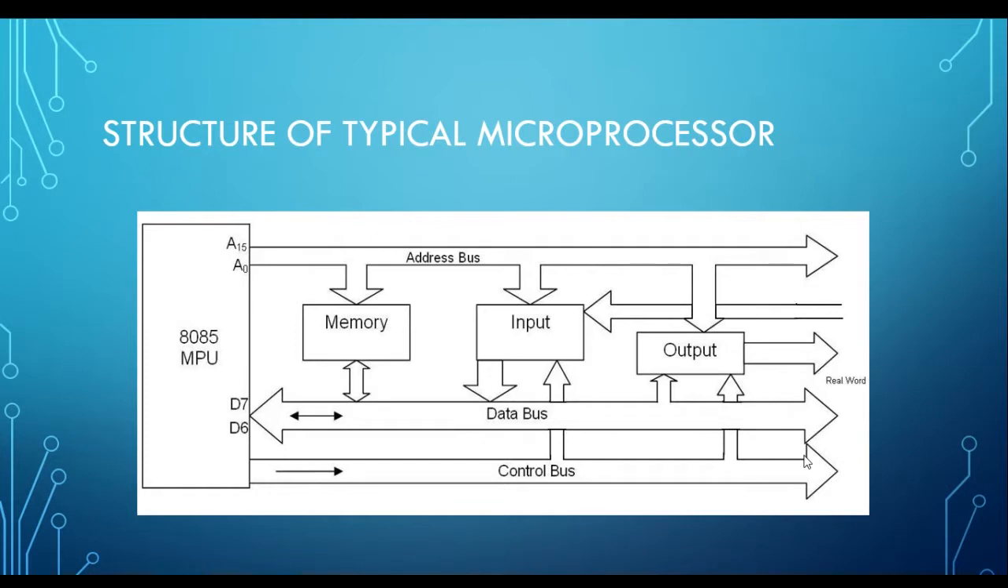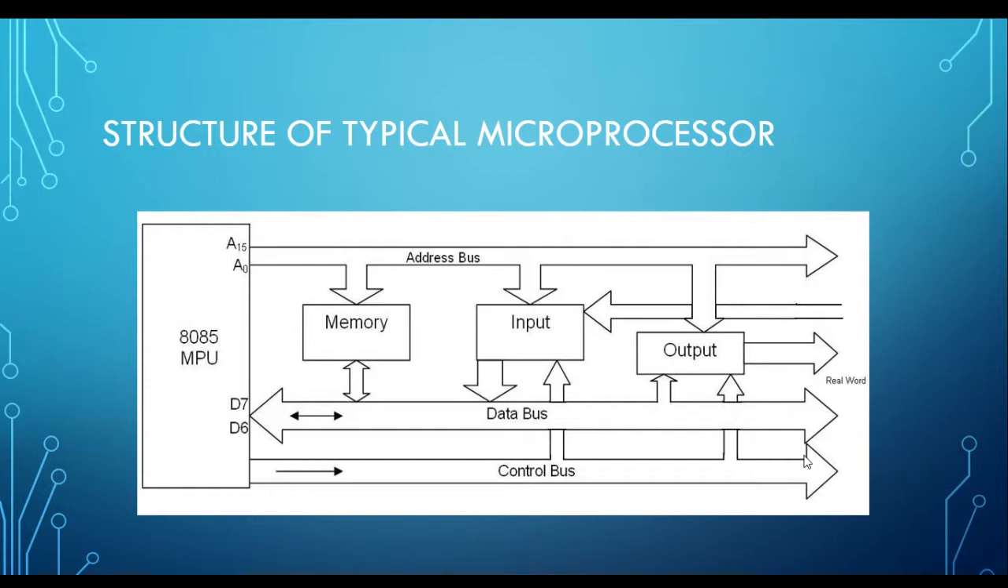Now we can see from this picture itself, how do I know that this is actually a microprocessor? You can see that there is this address bus and the memory is located outside of the chip die. Okay, inside the chip die means you will not be able to see this memory.